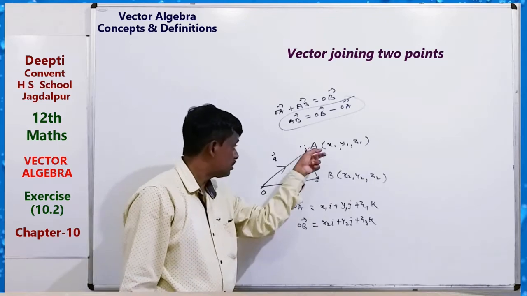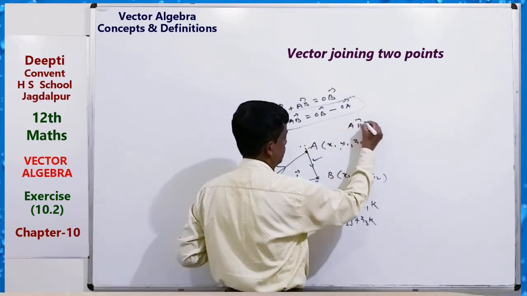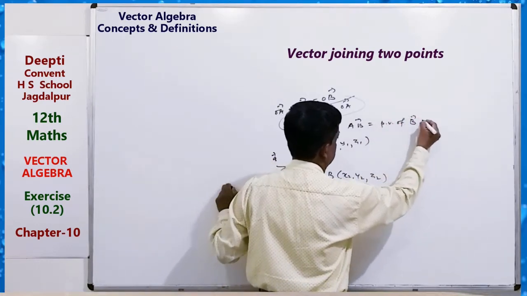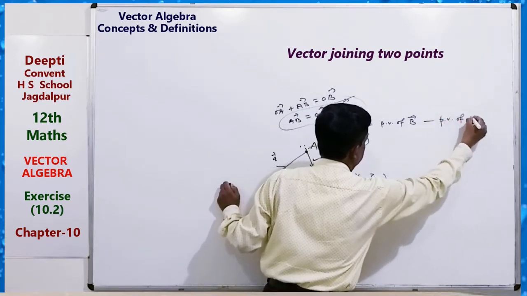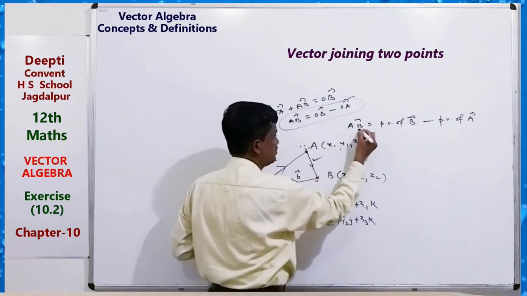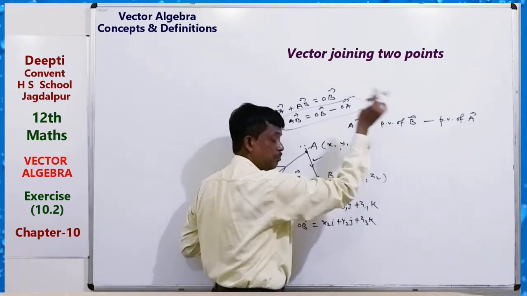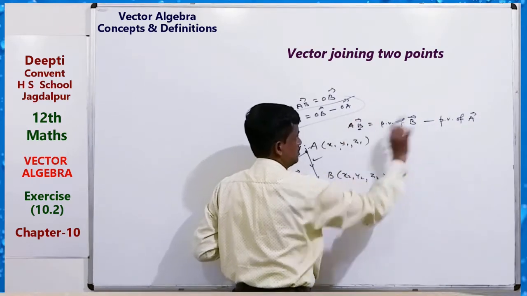OA is the position vector of A. That is, vector AB equals the position vector of B minus the position vector of A. This is B: the position vector of B minus the position vector of A.